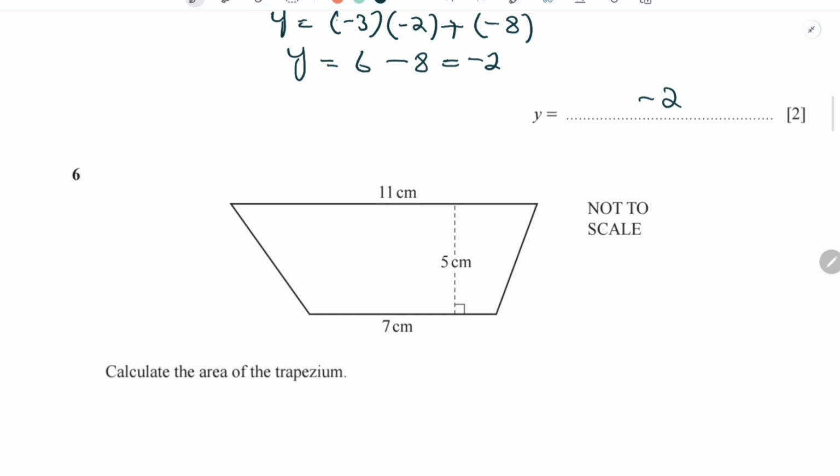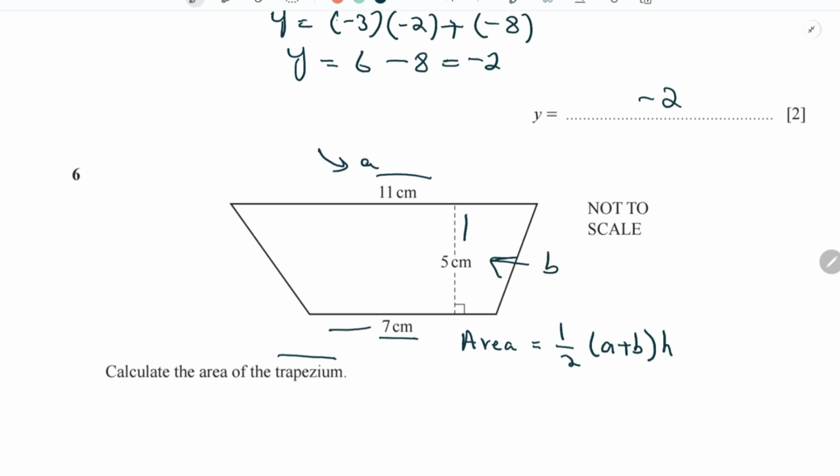Now we move to question number 6. In question number 6, calculate the area of the trapezium. We have one trapezium with the following measurements: 11 centimeters, 7 centimeters and 5 centimeters. So basically the height is 7, right? First we write the formula of the area. The area of a trapezium equals half times (a plus b) times h. What is a here? This one is a. What is b here? b is this one. And what is h? h is this one. Now we just simply substitute the values.